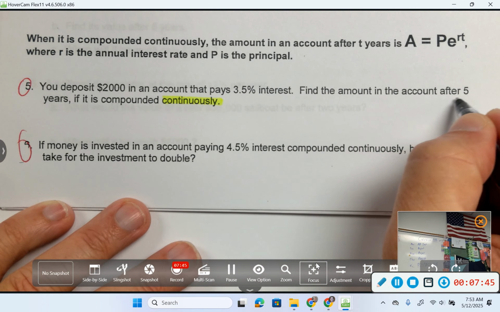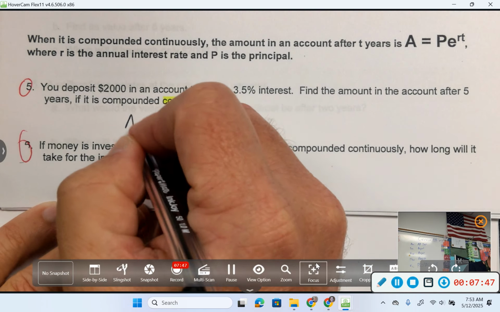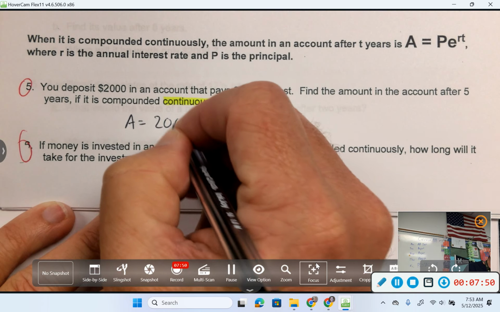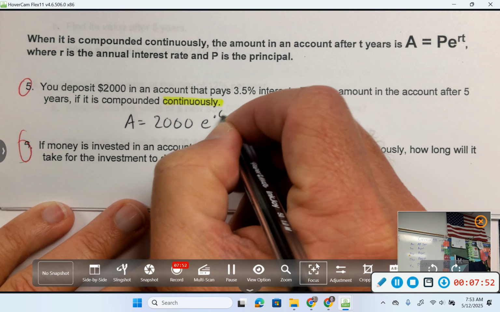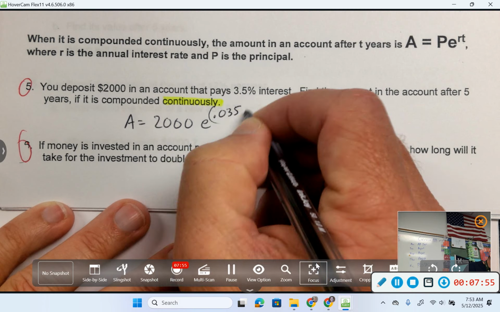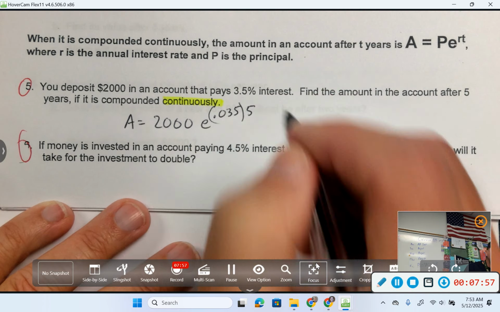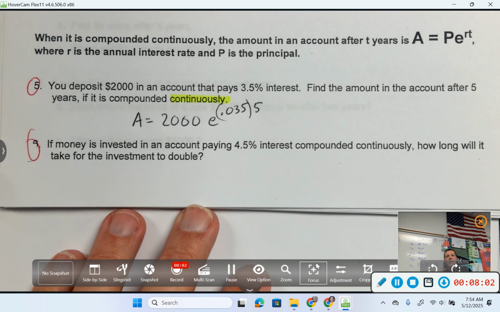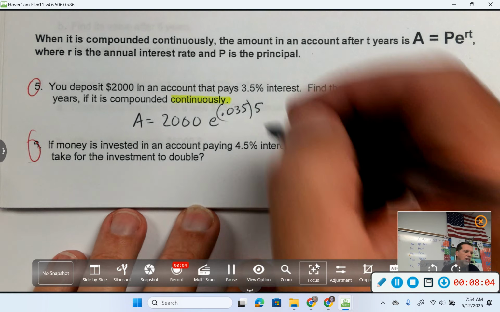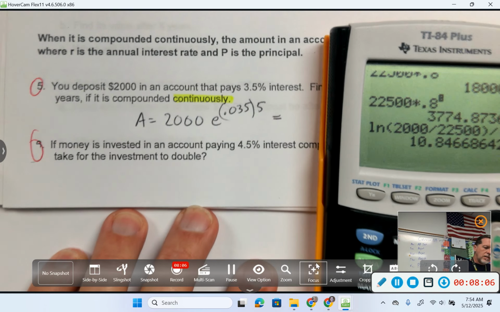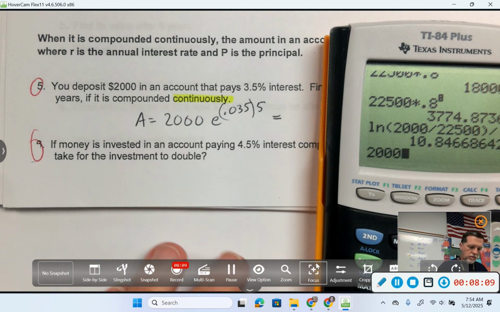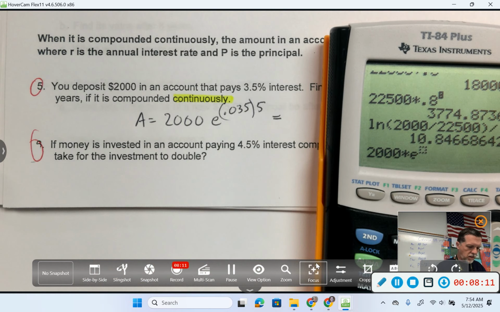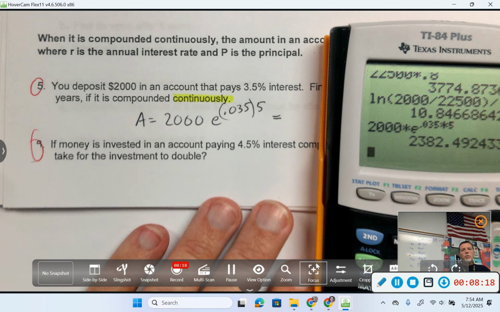Okay, find the amount after 5 years. So we're looking for the after. We know the pre. This is an easy one, right? No solving involved. Just grab a calculator and type it all in. That's the kind we like. $2,000 e to the 0.035 times 5, 2382.